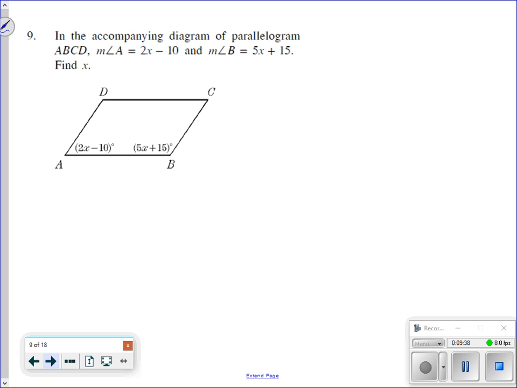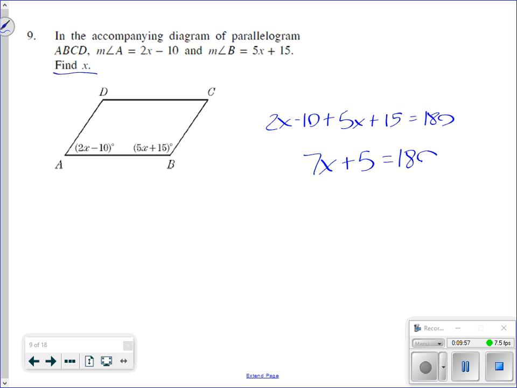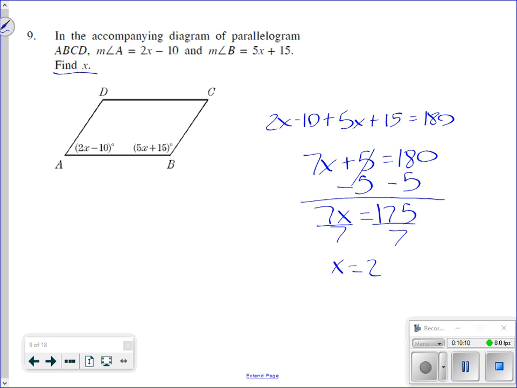9. So they give you a parallelogram and two consecutive angles. So just like we did before, consecutive angles are supplementary, so we add them up to 180. In this case, they just want us to find x. When we combine like terms, 2x and 5x is 7x, negative 10 and positive 15 is 5, and then equals 180. Subtract our 5 from both sides, we get 7x equals 175. Divide by 7, and x is 25.